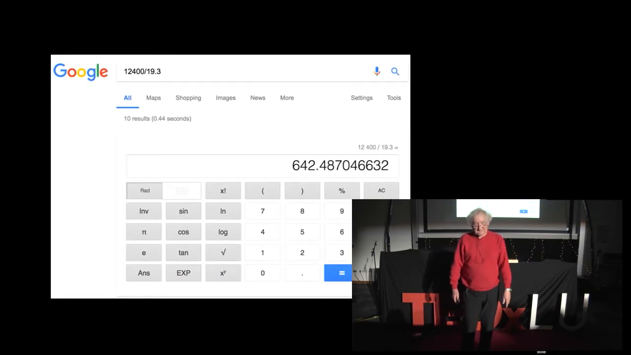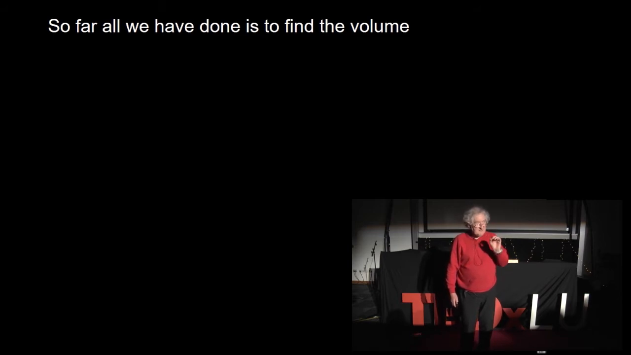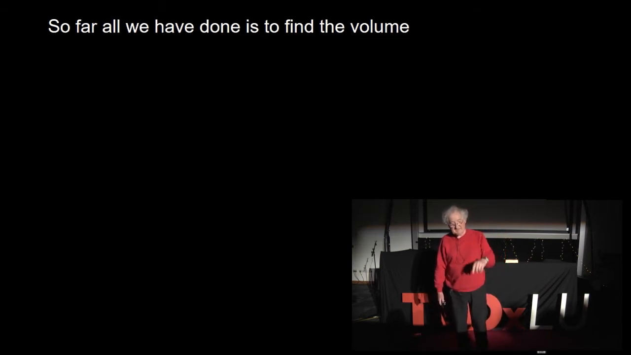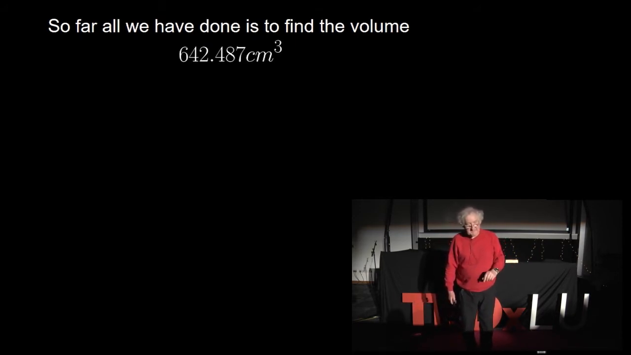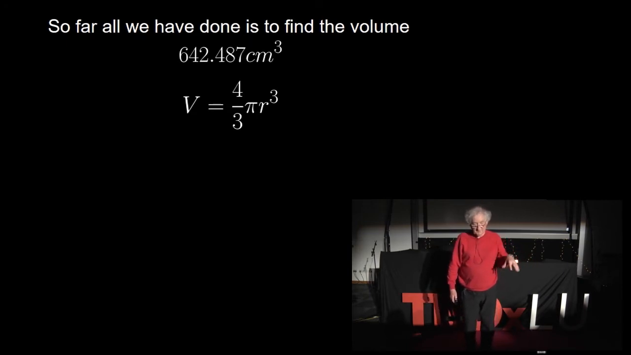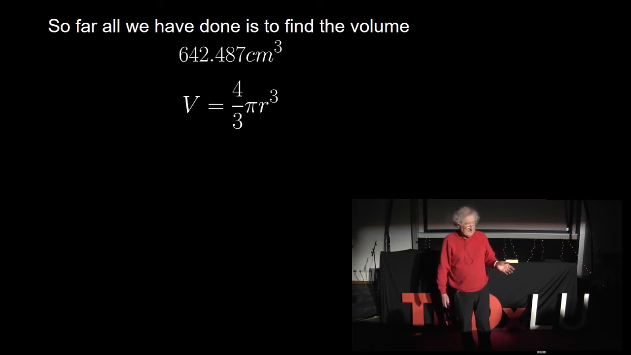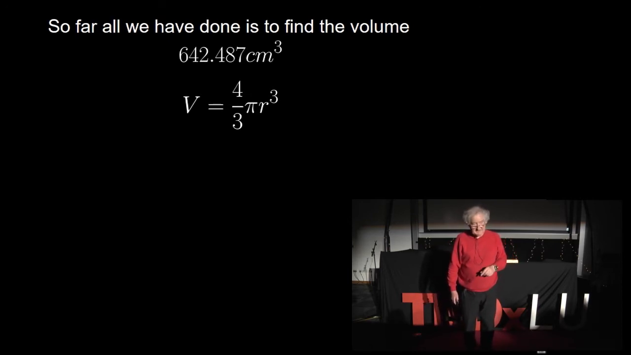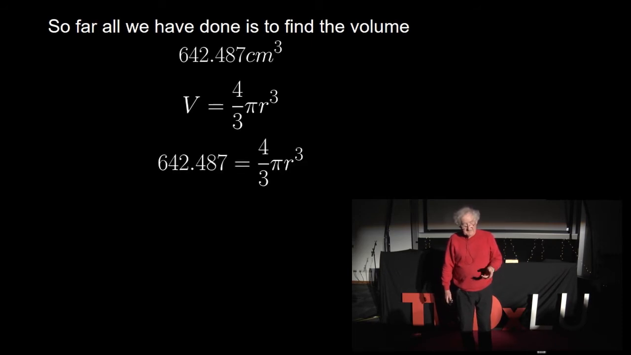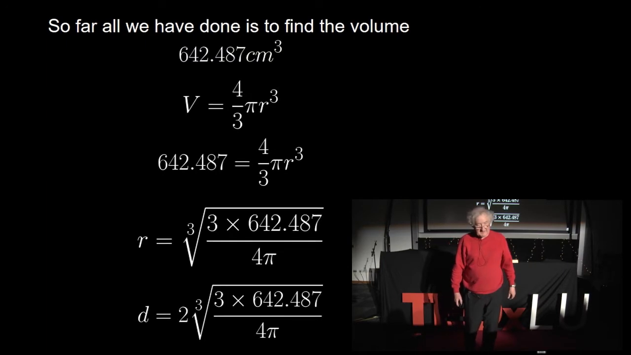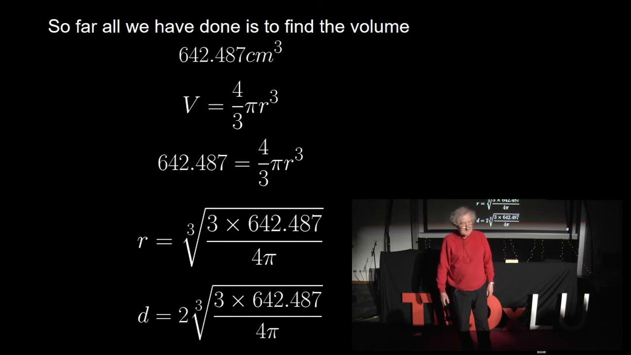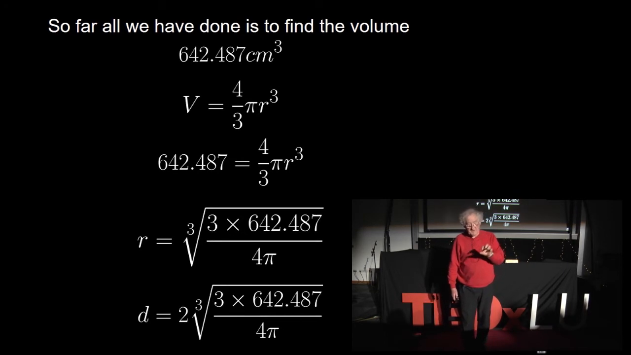But we can go a bit further. What we've done so far is we've just been looking at the volume. We haven't actually done the entire problem. So let's just sort out the rest of the problem. We know what our volume is. We know this formula, which gives us the volume of a sphere: 4/3 pi r cubed, where r is the radius. If we substitute in our number and do a bit of rearrangement, we get this: the diameter is equal to 2 times the cube root of 3 times 642.407 divided by 4 pi. So we've now got the whole thing reduced to one calculation.